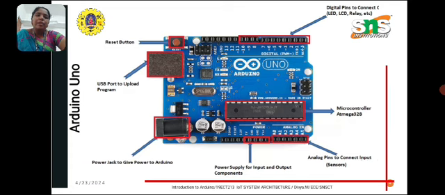This is the Arduino board that we are currently going to see. It has a reset button and digital pins to connect sensors, and an ATmega microcontroller will be there. There are analog pins for connecting inputs, and there will be a power supply for input and output components, and a power jack to give the power supply to the Arduino board. We can directly connect the USB port to upload the program from the computer.